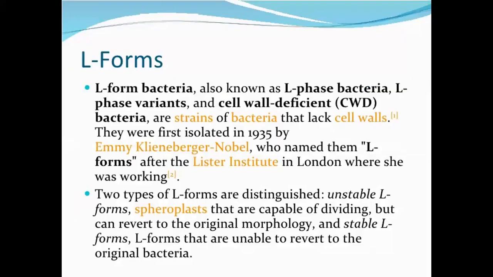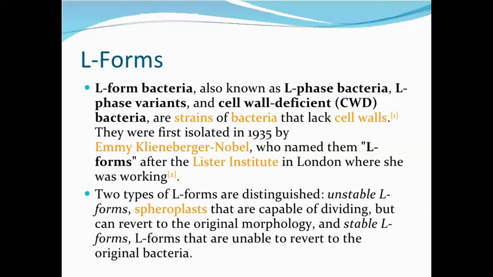L form bacteria are also known as L phase bacteria, L phase variants, or cell wall deficient bacteria. They are strains of bacteria that lack a cell wall. It was first isolated by a Nobel Prize winner, and they were named after the Lister Institute in London, where she was working. Two types of L forms are distinguished: unstable L forms, which are capable of dividing but can revert to the original morphology, and stable L forms, which are unable to revert to the original bacteria.